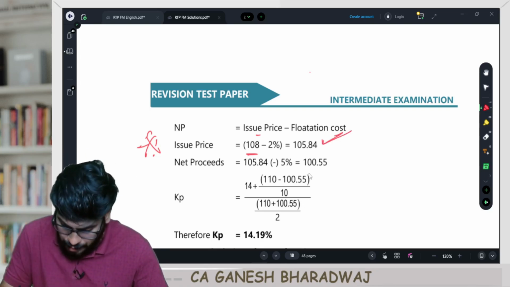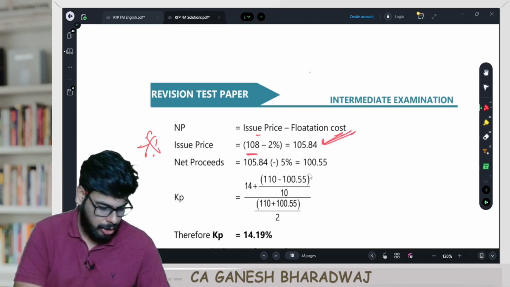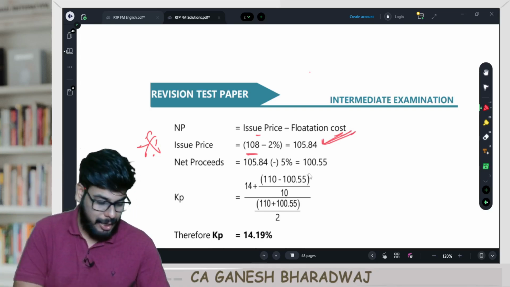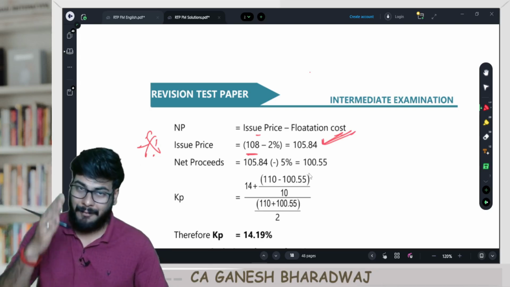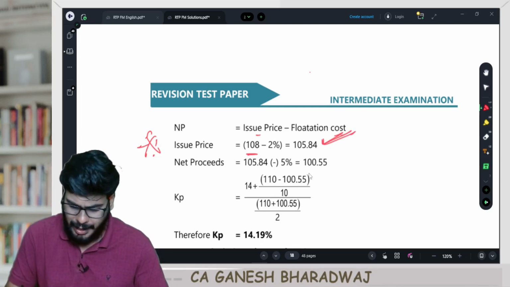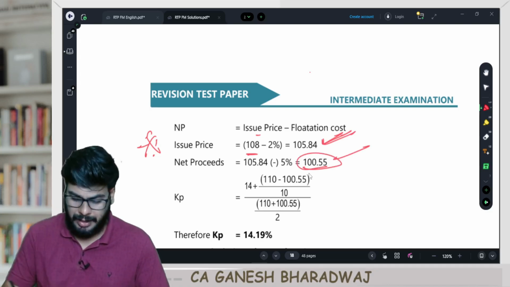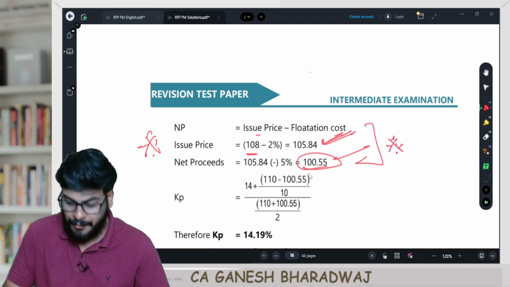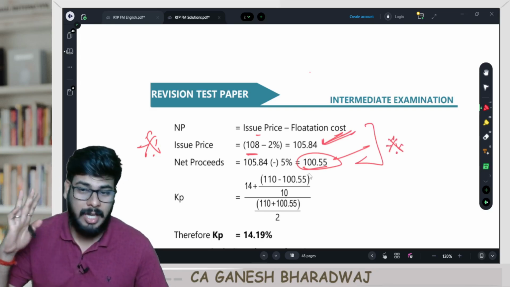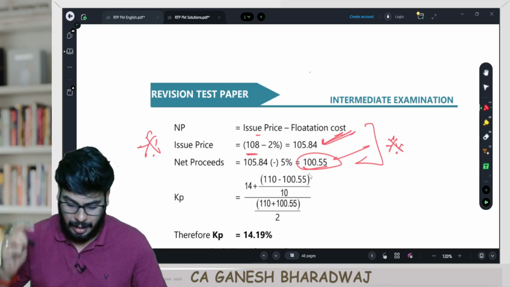Now, out of this, you need to reduce a further 5% for flotation cost. So 105.84 into 0.95. Ideally speaking, after adjusting for your flotation cost, you get 100.548. They have rounded it off to 100.55. This is going to be your net proceeds. Are you clear with this? An excellent calculation, guys. Very, very important calculation. Watch out. This can either come in your Jan 25 or in your May 25 attempt. Be very careful about this, right?